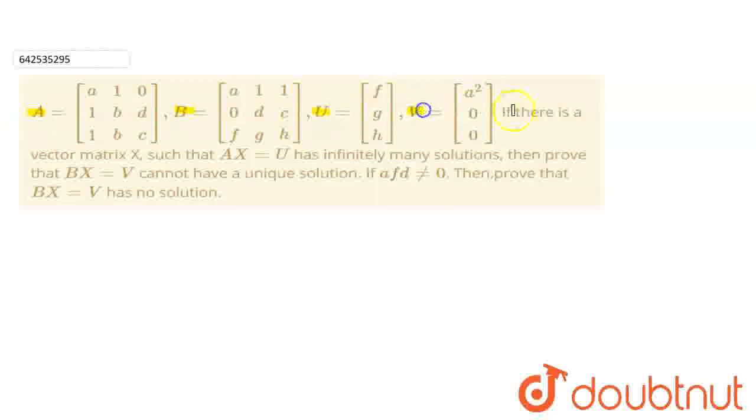Matrix A, B and U, V is given. If there is a vector matrix X such that AX equals U has infinitely many solutions, then we have to prove that BX equals V cannot have any unique solution. And if AFD is not equal to 0, then we have to prove that BX equals V has no solution. AX equals U, that is given in the question.